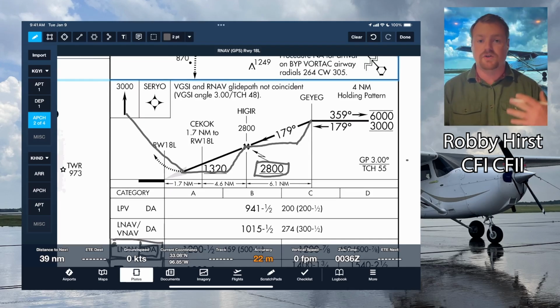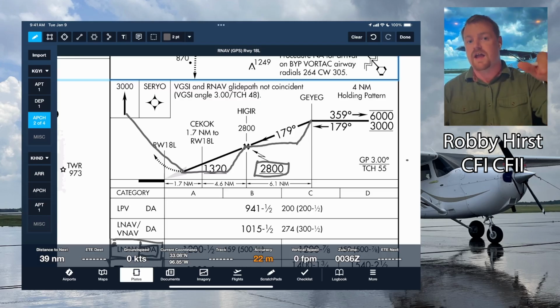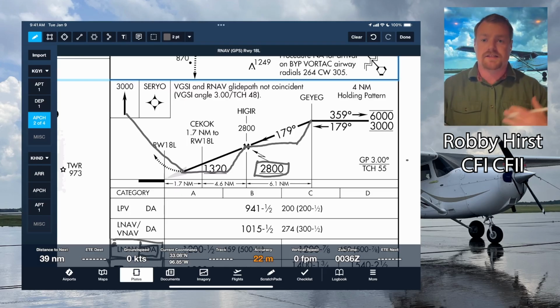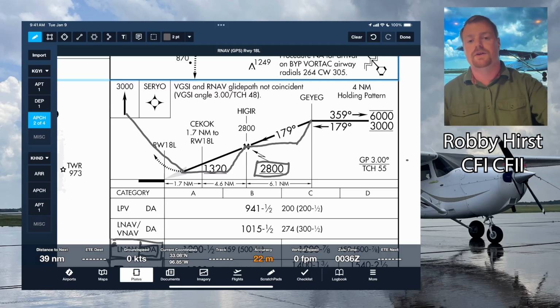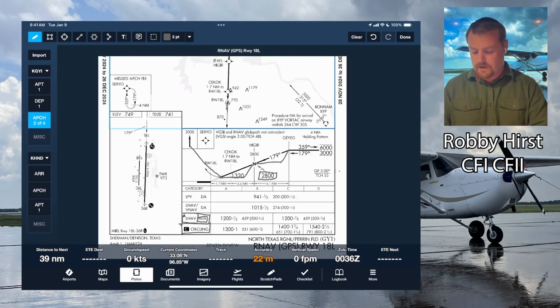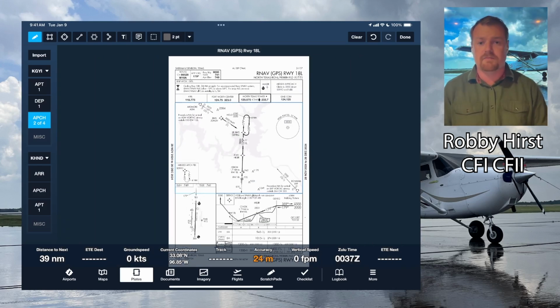So this is what they call step down fixes. You're going to fly down to your fix, maintain that altitude until you reach that next fix, and then you can fly down to the next minimum again. Again, with this MDA, the idea is being able to fly down, maintain that altitude until you reach your missed approach point, and then initiate your missed approach. So that really covers the main differences between precision approaches and non-precision approaches.